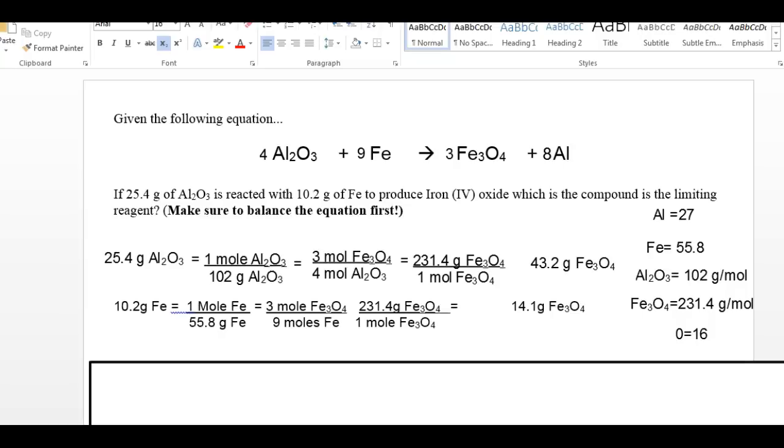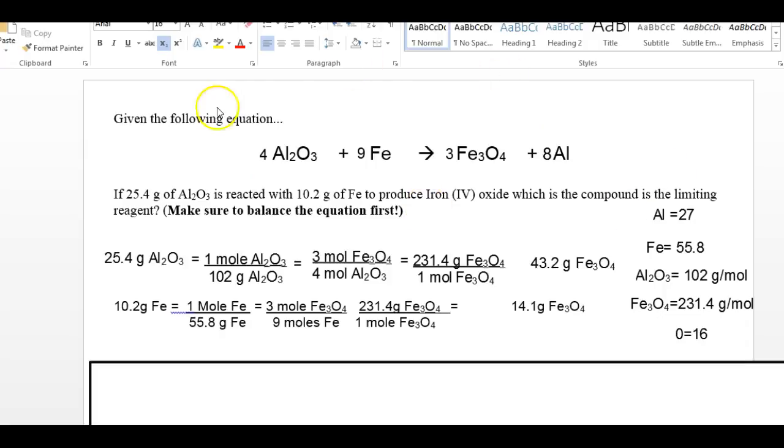Alright, so I'm going to show you how we do one of these problems with limiting reagents. This is where we have reagents, aluminum oxide and iron, and we have a certain amount of each, and we want to figure out, if we have that certain amount of each, how much of this iron oxide product can we produce. What can help us in this is the mole ratios, because we know these are set things. Now the grams of each might not be.